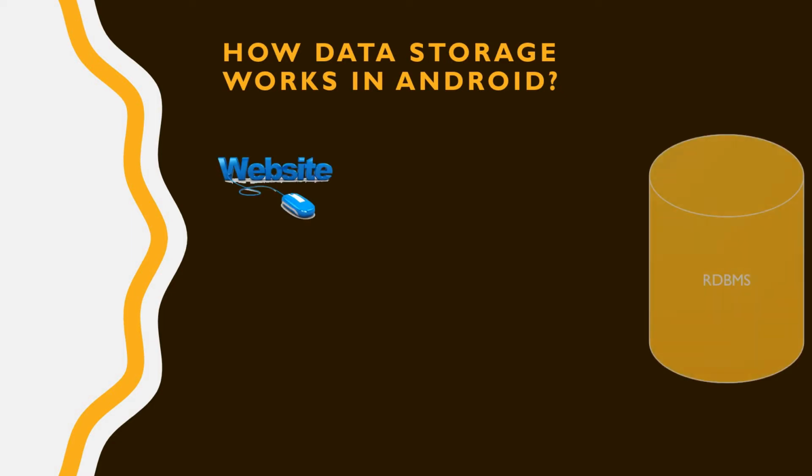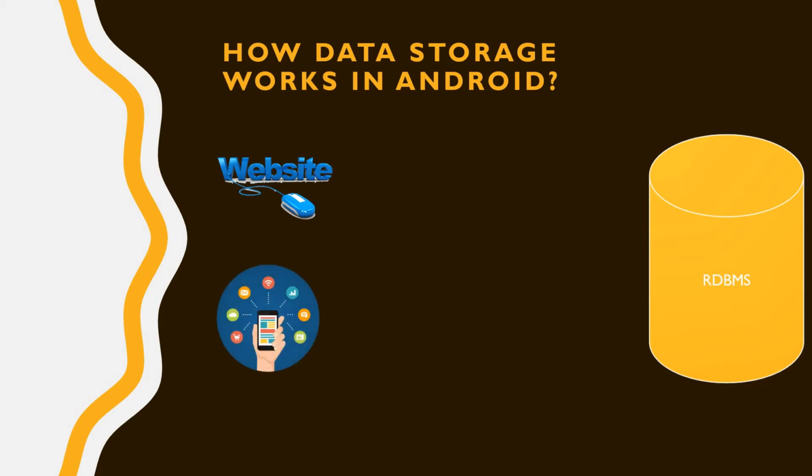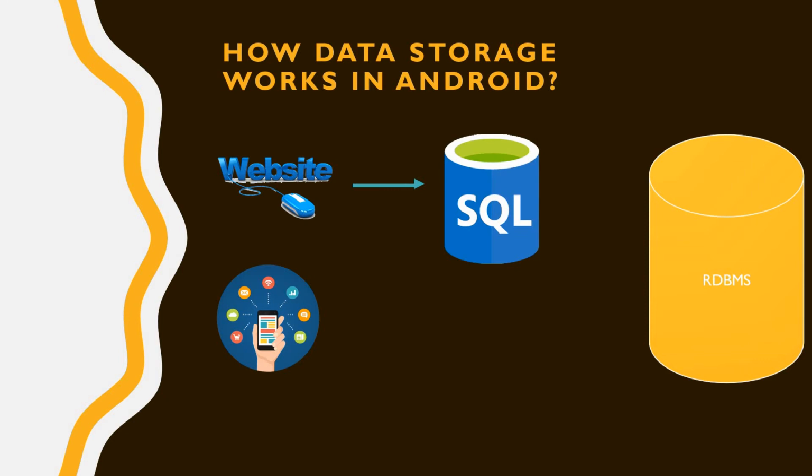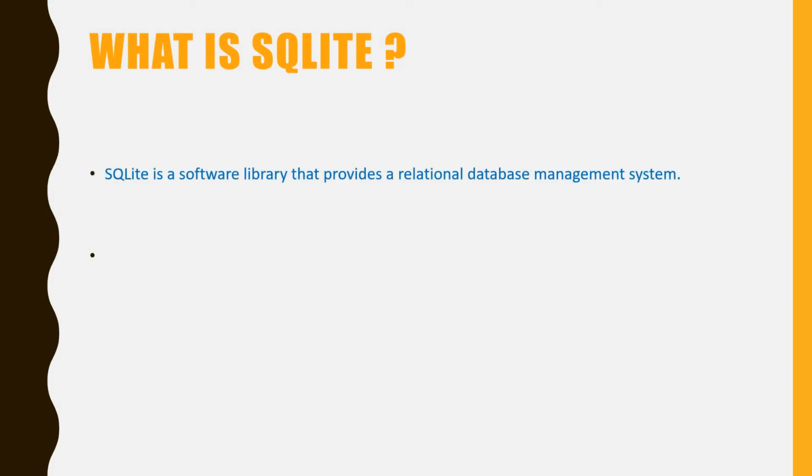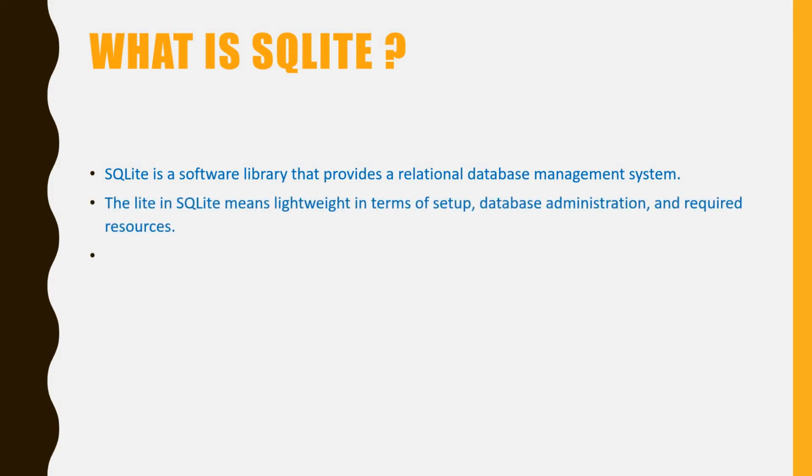Generally, a website uses RDBMS, and so does our app. But a website implements it by using SQL, and we have to implement it by using SQLite. Now, in short, we know that SQLite is used to store the data in Android. So what is SQLite? It is a library that provides us the RDBMS features, right? And it is a lighter version than SQL.